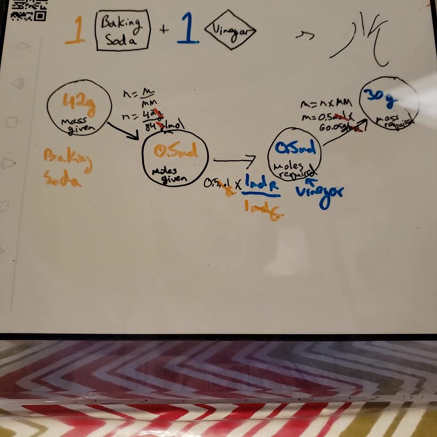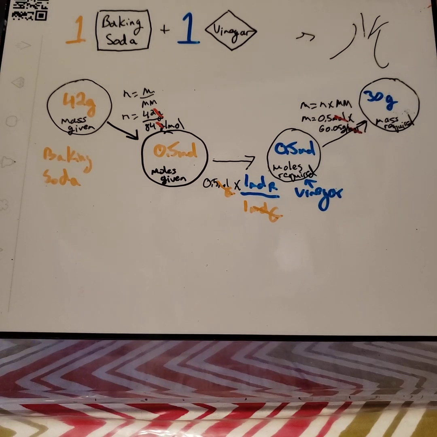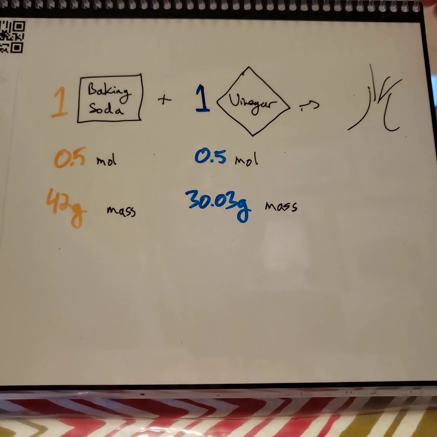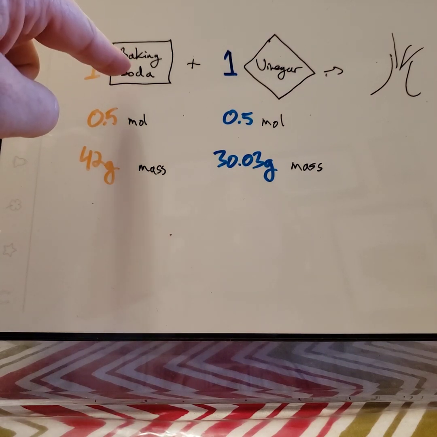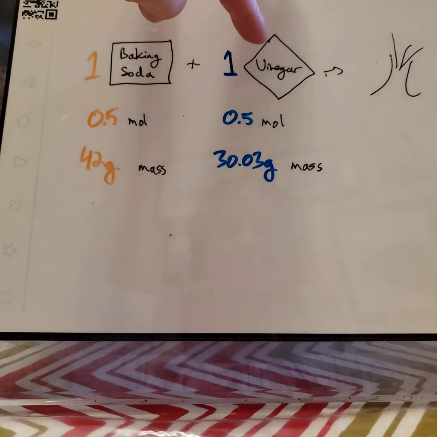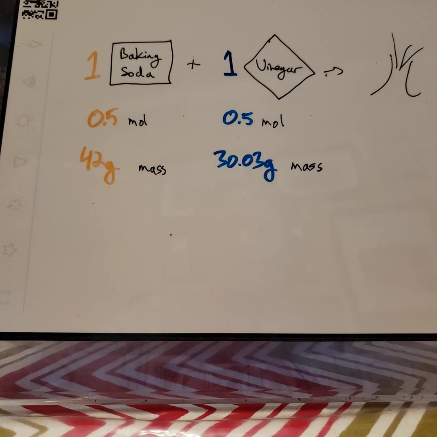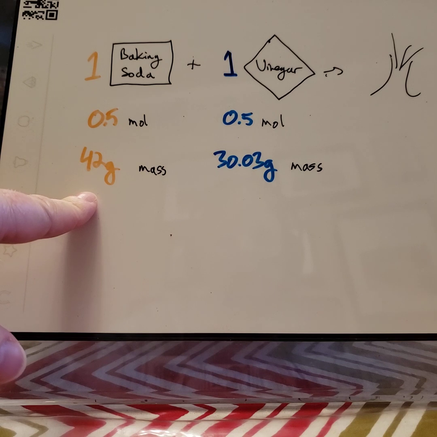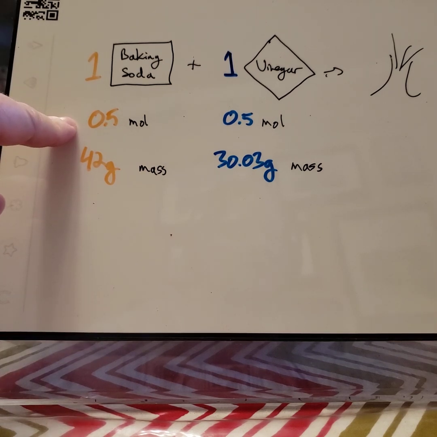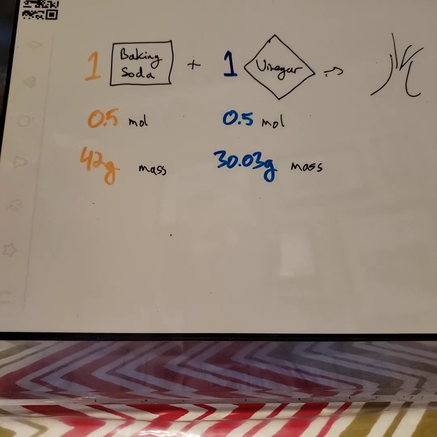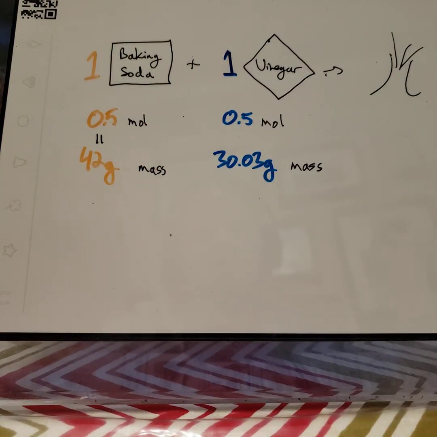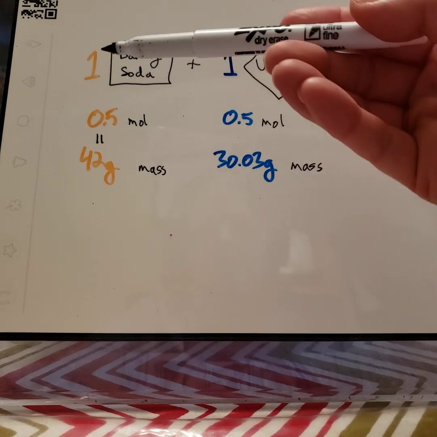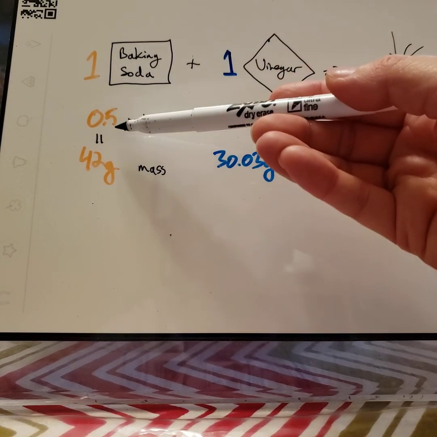So what does this all look like in the end? So if we just flip one back, we can see our equation here. So there's our balanced chemical equation. One particle of baking soda reacts with one particle of vinegar. We started with this 42 grams. So if I want 42 grams of baking soda in my reaction, that converts to 0.5 moles of baking soda. These are the exact same thing. These are the exact same number of particles. 42 grams of baking soda is half a mole of particles.